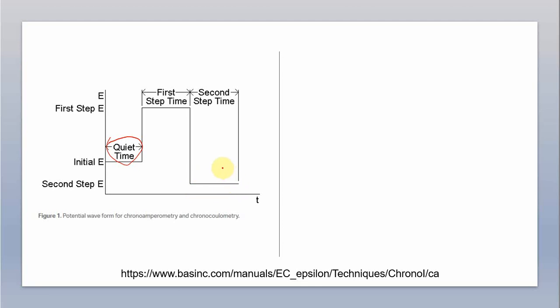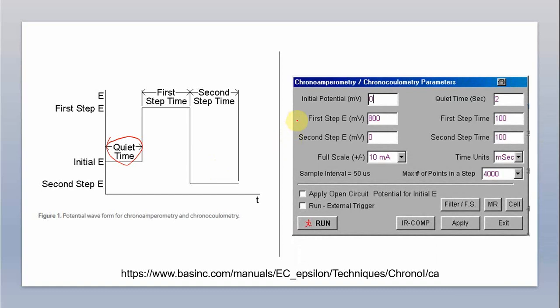If you look at these parameters in an instrument, it looks like this. This is the initial potential, this is the potential in millivolts for the first step, and this is the potential for the second step, and this shows the quiet time, designated as 2 seconds. The time for the first step is 100 milliseconds, and the second step is also 100 milliseconds. So practically it will look like these values if you are doing chronoamperometry or chronocoulometry, because the input parameters are almost the same for both.